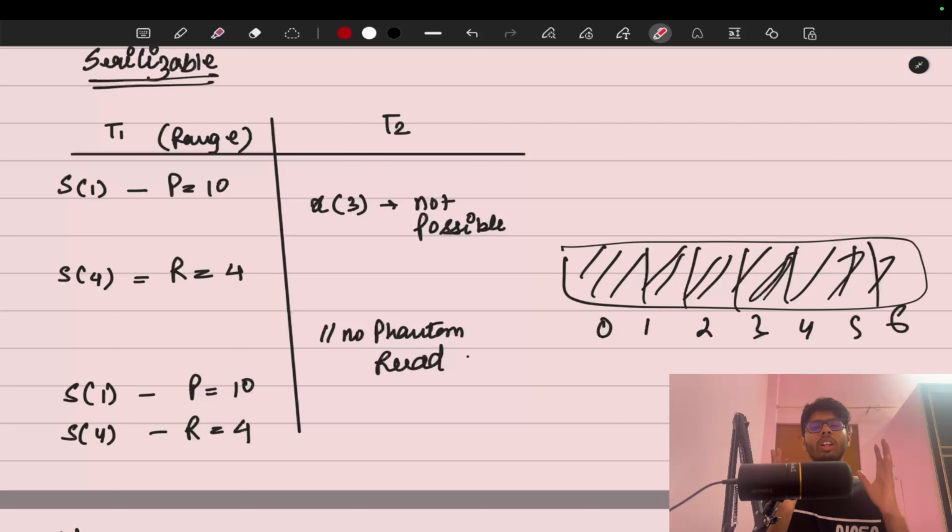So we covered all the isolation levels. We have covered all the isolation level problems. Now, in the next video, we are going to cover optimistic concurrency control and pessimistic concurrency control.